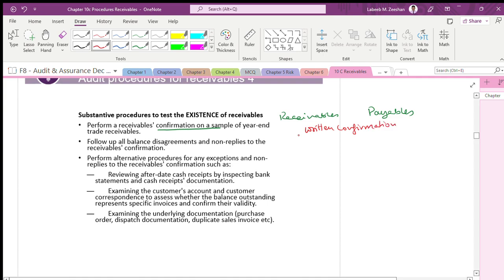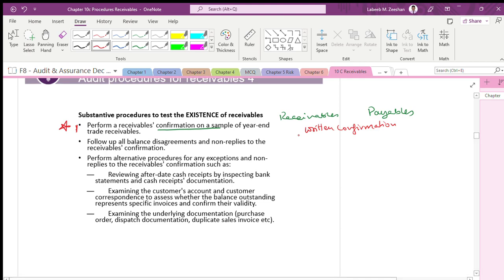Now assume somebody, a client, will send you the payables. For you it is receivables. Sometimes you will not reply. If you are not replying, it means that things are confirmed. Is it right? What it says is that perform a confirmation. Confirmation is very, very specific. Put this as point number 1. Put a star on this.